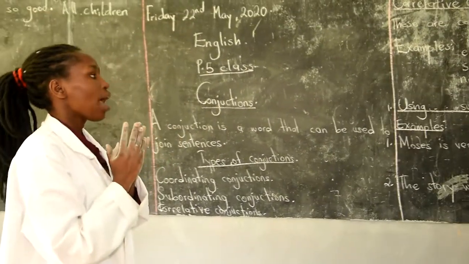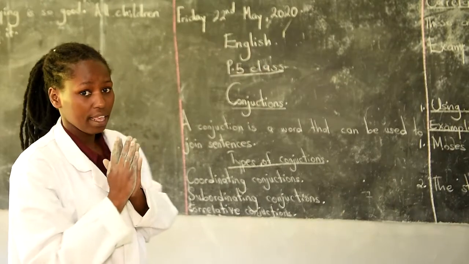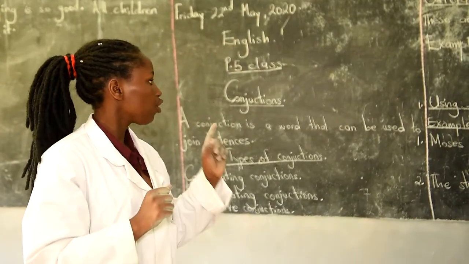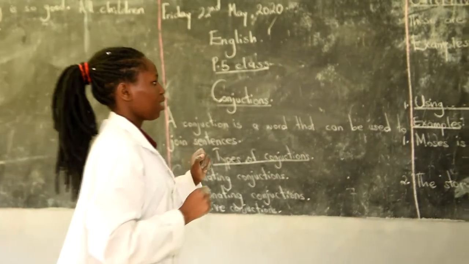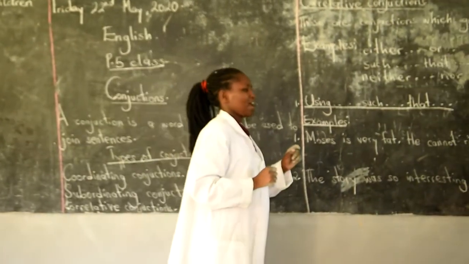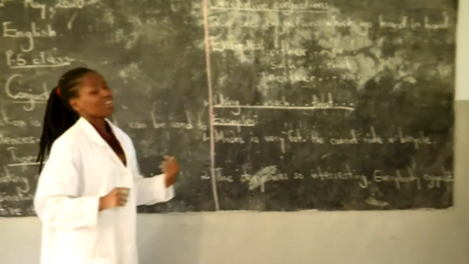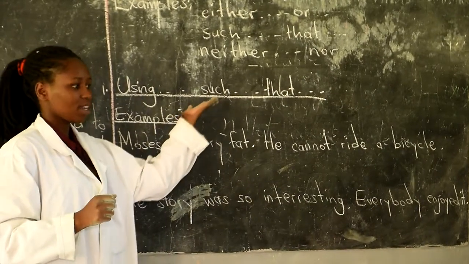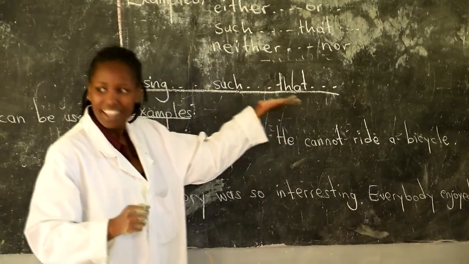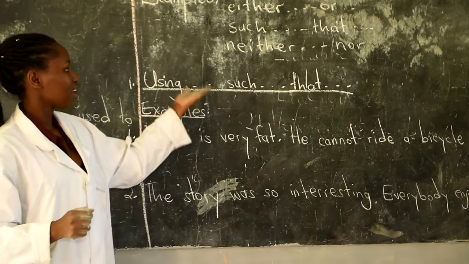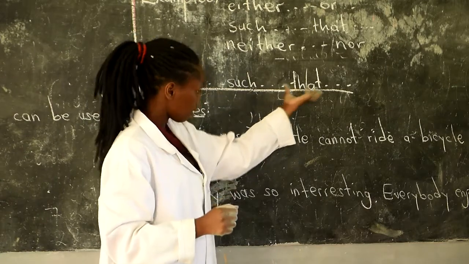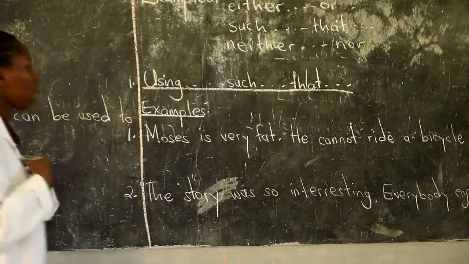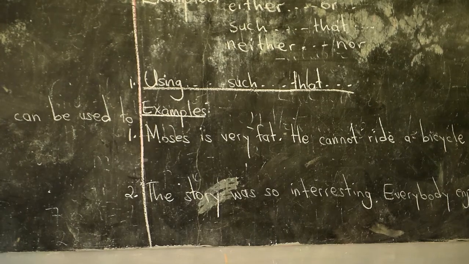Now, I want us today specifically to concentrate on using such that. I'm going to read it just as it is: using dash dash such dash dash that. The dashes mean there are some words here, then you write such, other words, and then you write that. Now, let's look at our example number 1.